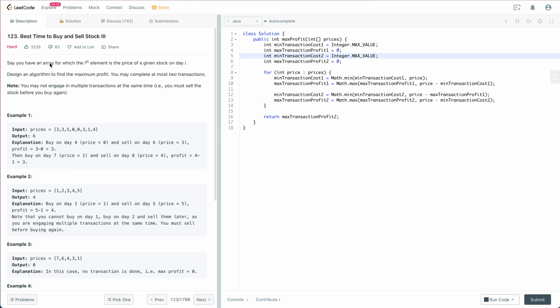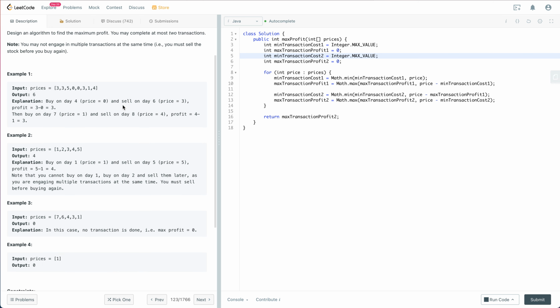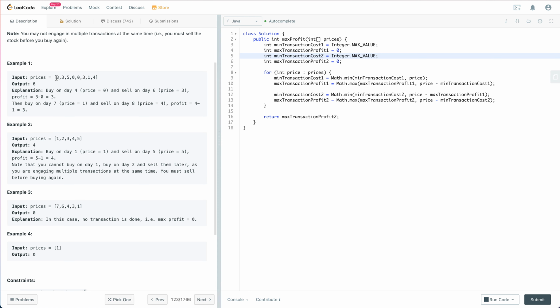Say you have an array of which the ith element is the price of a given stock on day i. Design an algorithm to find the maximum profit, and you may complete at most 2 transactions. You may not engage in multiple transactions on the same day, which means you cannot hold more than 1 stock on a given day. Let's say the price is something like this. The output is 6 because we can buy on day 4, which is here, and sell on day 6, which we will get 3 as a gain. And then we buy on day 7 and sell on day 8.